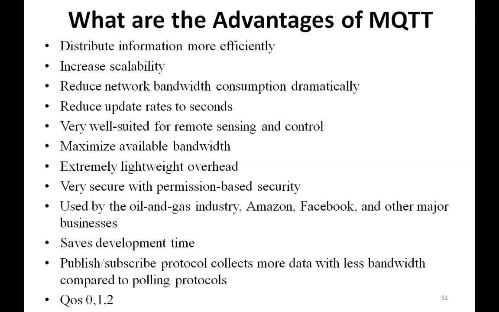It also saves development time; it's very easy. You have a broker, you attach sensors, and you attach devices that work based on the sensor value. So the entire system is very simple. A publish-subscribe protocol connects more data with less bandwidth compared to polling protocols. And you can specify the quality of service. It can be 0, 1, or 2, depending upon the secure data delivery you need.